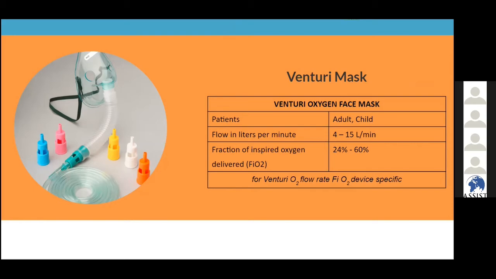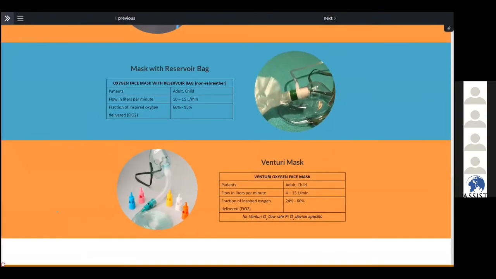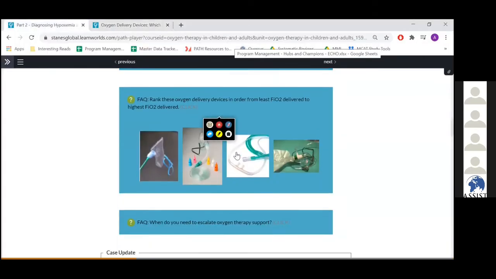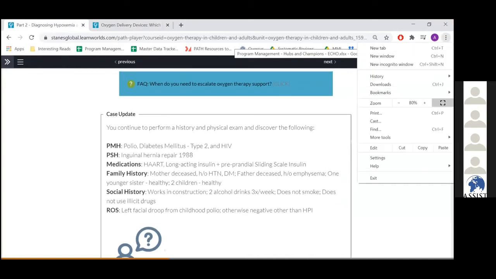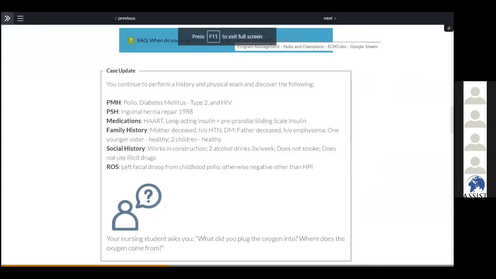Thank you very much, Alex. So we can go back to our main session. We don't need to discuss how to escalate oxygen therapy, because we have been discussing that, and I thank Ray and Jean-Paul for their valuable comments. So we can go back to our case.